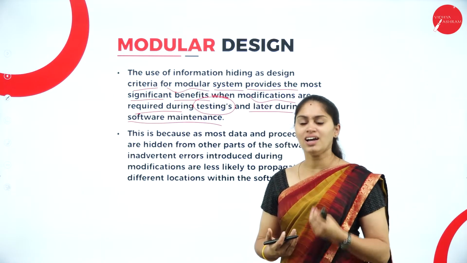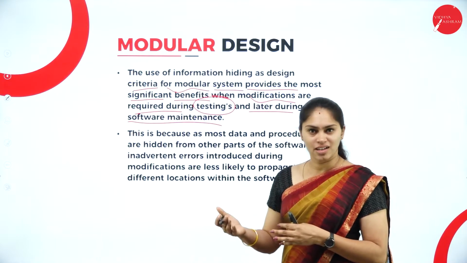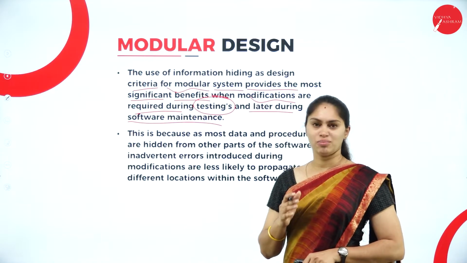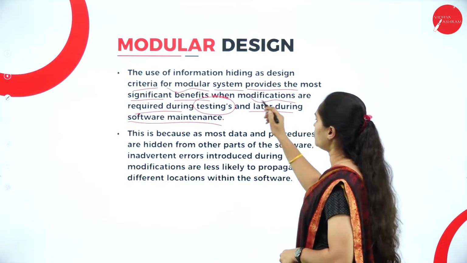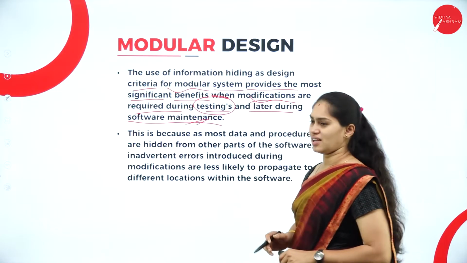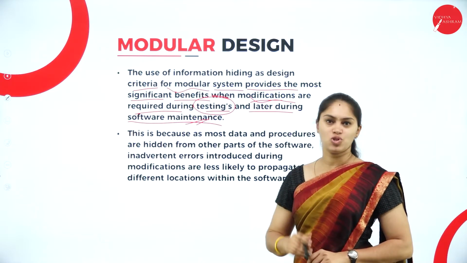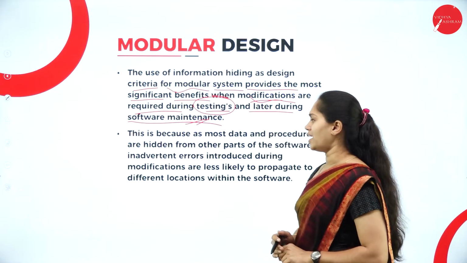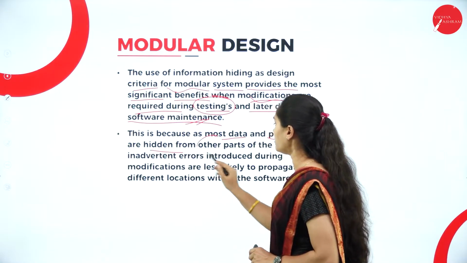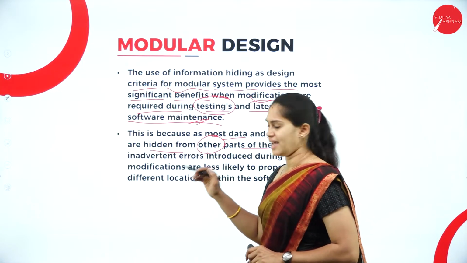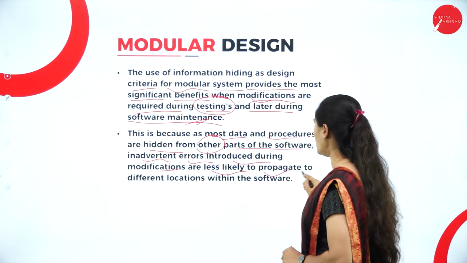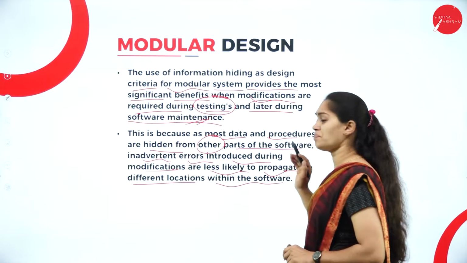You should not disclose the information to an unauthenticated user. So in order to maintain software quality, information hiding is going to be very important, so that at the time of modification, testing of all those modules, and maintenance, information hiding will surely help improve the quality of the software, because most of the data and procedures are hidden from other parts of the software. Mainly, inadvertent errors introduced during modifications are less likely to propagate to different locations within the software.